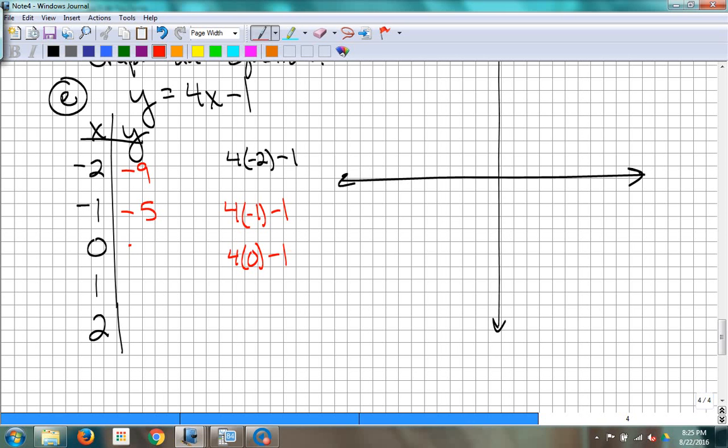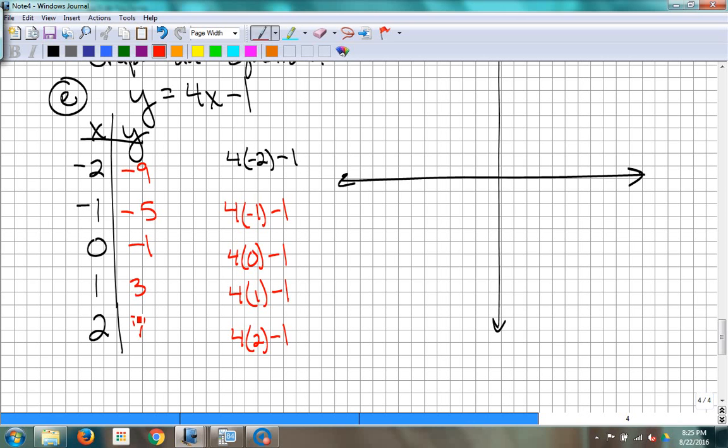That'd be negative 1. And then I'd plug in a 1. And that'd be 4 minus 1 is 3. And I'd plug in the 2. Work that out. 8 minus 1 is 7.